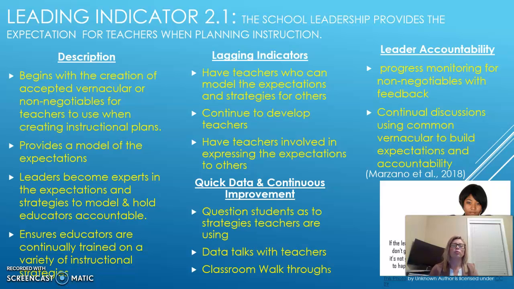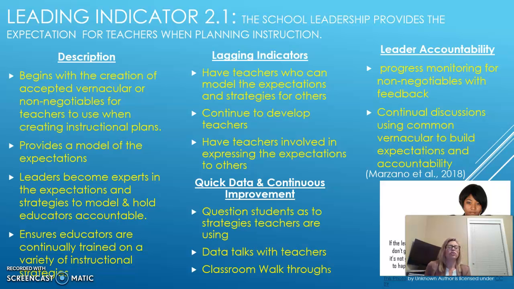Leading indicator 2.1 says the school leadership provides the expectation for teachers when planning instruction. A description of this includes that it begins with the creation of accepted vernacular or non-negotiables for teachers to use when creating instructional plans. It provides a model of the expectations. Leaders become experts in the expectations and strategies that they can model and hold educators accountable, and it ensures educators are continually trained on a variety of instructional strategies.